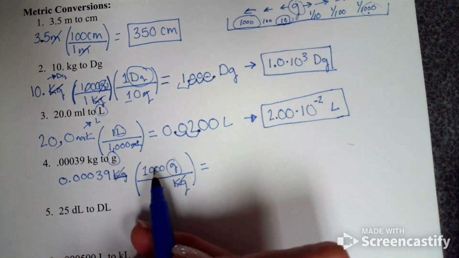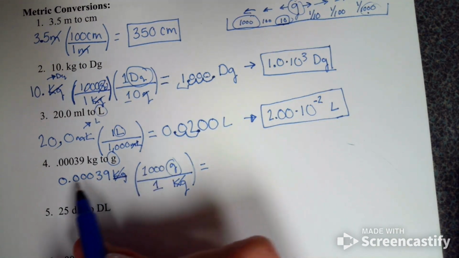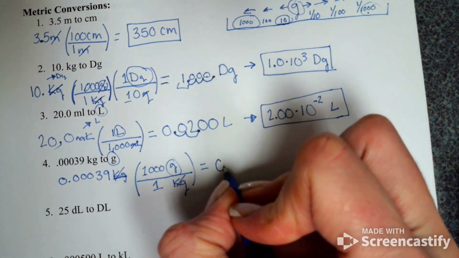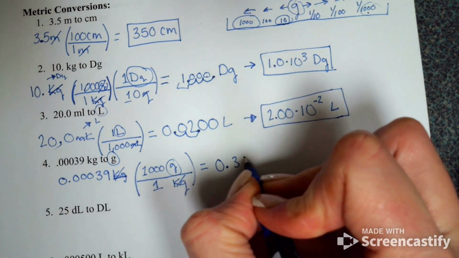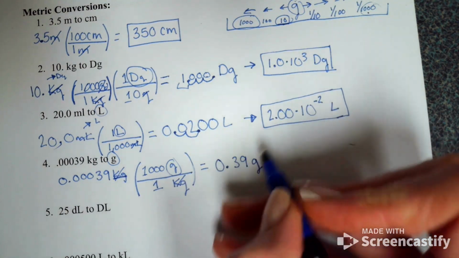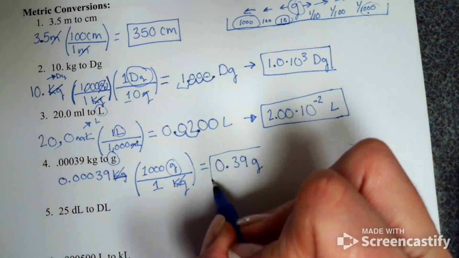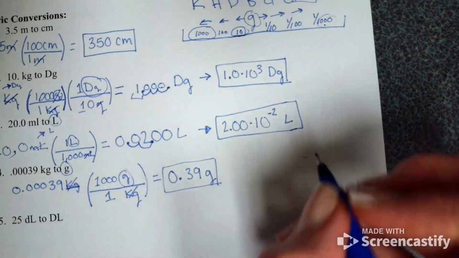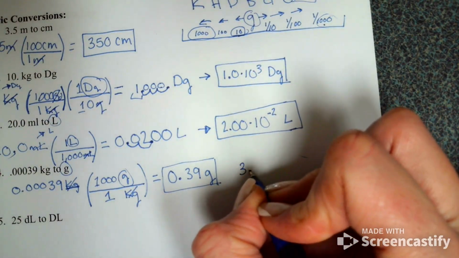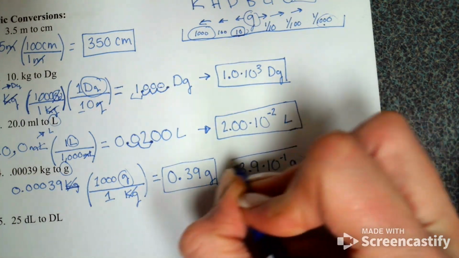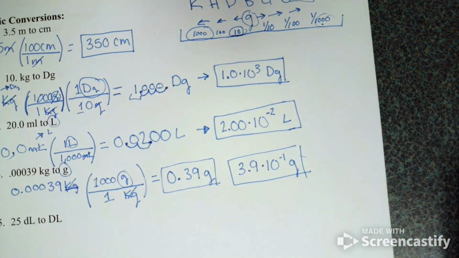Okay, also, again, there's 3 zeros, but I'm multiplying this time, so I go 1, 2, 3. So I get 0.39 grams. This had 2 sig figs, and this has 2 sig figs. So that is just fine, but you could also write it as 3.9 times 10 to the negative first grams. Either is correct.